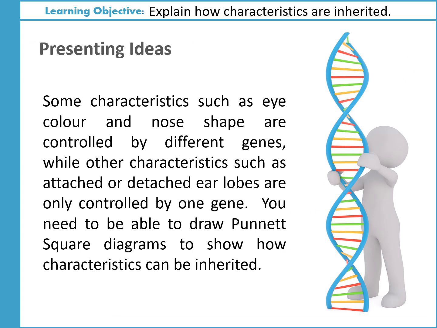So we've explained in the grids before on the previous slides that some characteristics are controlled by different genes and some of them are just controlled by one gene. So for instance, your nose shape is controlled by different genes. That means it might be a combination of the genes you've inherited from both of your parents. Or we can look at earlobes, where if you inherit one gene for detached earlobes or attached earlobes, you are going to show that characteristic because it is dominant. So you can draw a Punnett square diagram or a genetic cross diagram to show how that type of inheritance works.